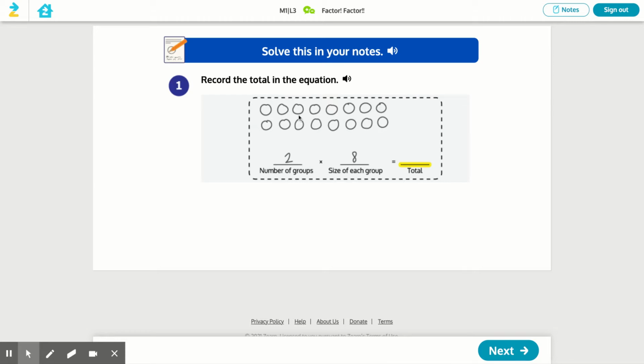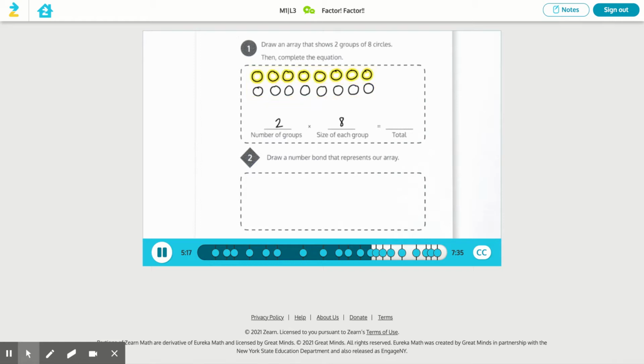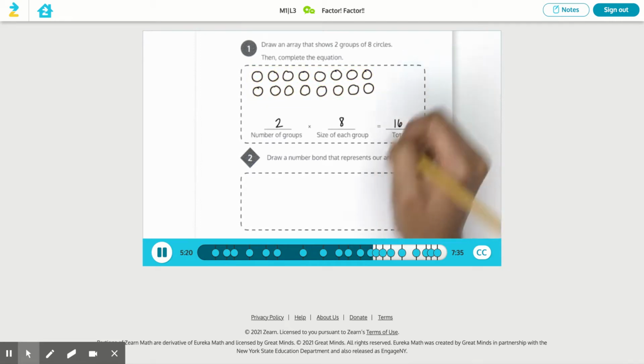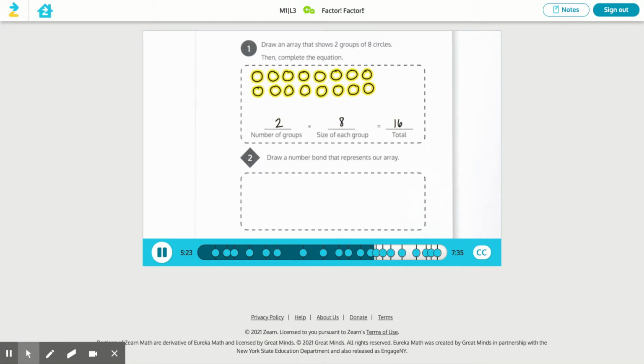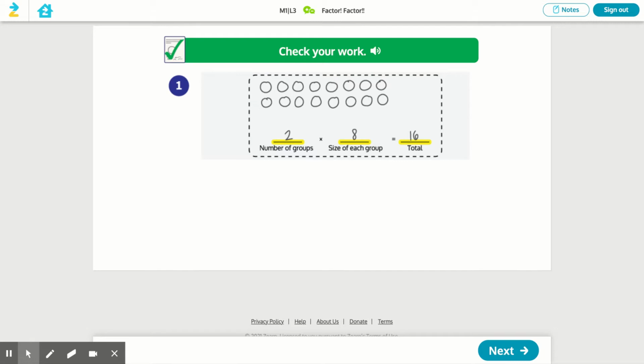You could count all of the circles. We could do some skip counting here. Although we should be counting by 8, it may be easier to count by 2s and go straight down. But in your notes, please record the total number of circles that you see. 2 groups of 8 is 16. Our equation matches our array. Check your work. All right, so please make sure that the notes that you have written in your math journal look just like what you see on the screen.